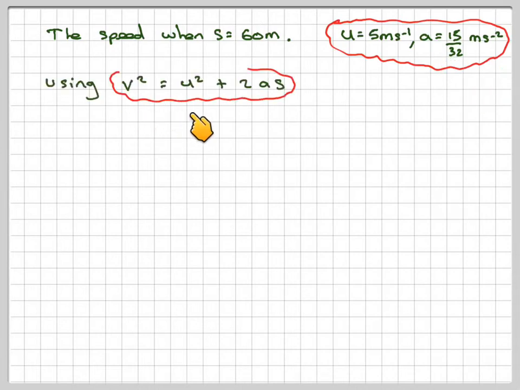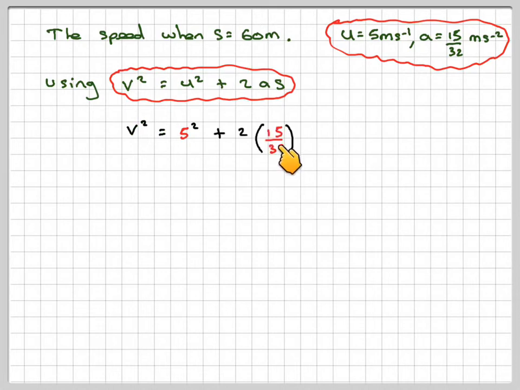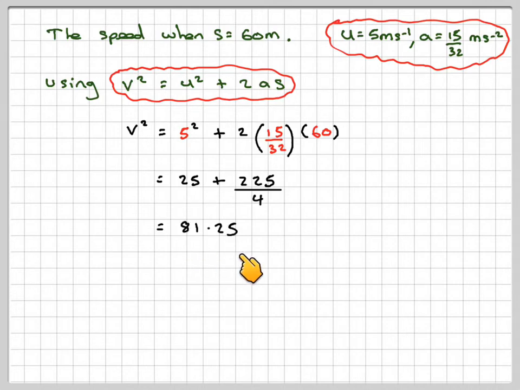So using v squared is equal to u squared plus 2as, we're going to have that v squared is equal to 5 squared. Again, don't forget to square. Plus 2 times my answer to the previous part, 15 over 32, times 60, which is 25 plus 25 over 4, which gives me 81.25. Rounding too soon is a common mistake. That is v squared.